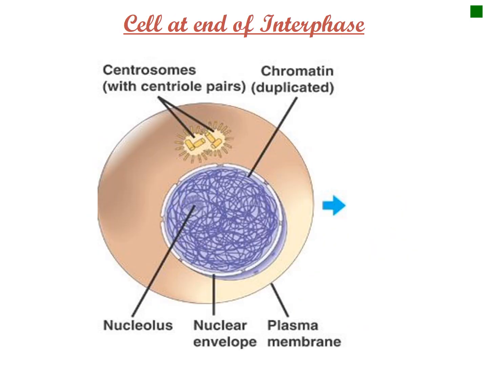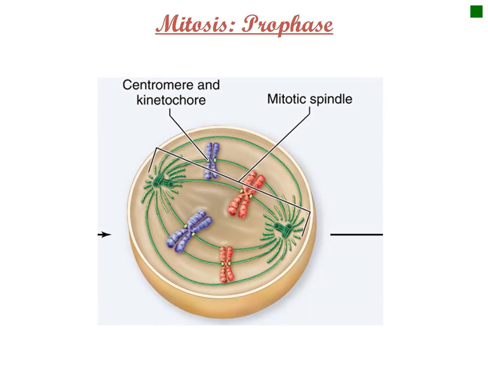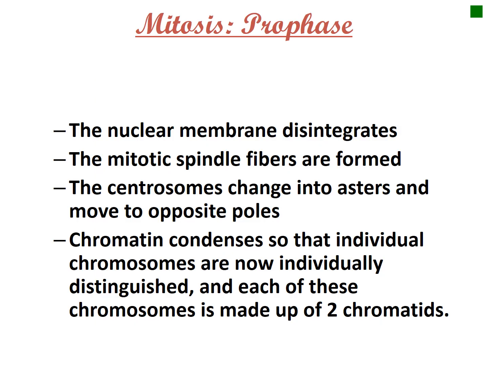to the mother cell. In interphase, we have chromatin, the hair-like structure as I said in class. You have centrosomes, nucleolus, nuclear membrane, plasma membrane. We have the chromatin, and this is called the interphase. Prophase. In prophase, the chromatin condenses into chromosomes. These chromosomes are of two chromatids each, and the centrosomes change into asters. The nuclear membrane disintegrates. Mitotic spindle fibers are also formed. Centrosomes change into asters, as I said, and move to opposite poles of the cell. Chromatin condenses so that each chromosome is made up of two chromatids.